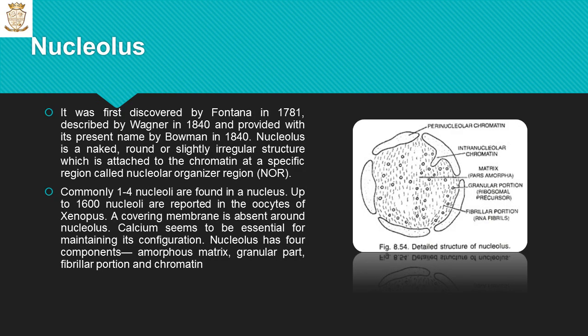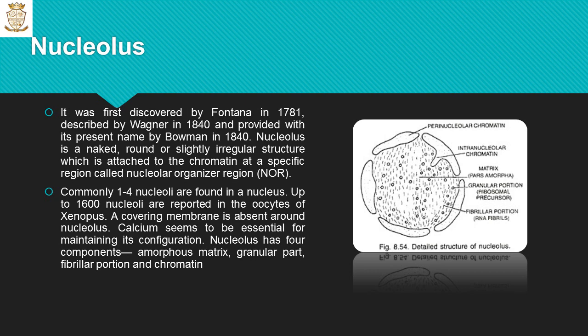The nucleolus was first discovered by Fontana in 1781, described by Wagner, and given its present name by Bowman in 1840. It is a naked, round, slightly irregular structure attached to chromatin at a specific region called the nuclear organizer region, or NOR. Commonly 1 to 4 nucleoli are found in a nucleus. Up to 1600 nucleoli are reported in the oocytes of Xenopus.